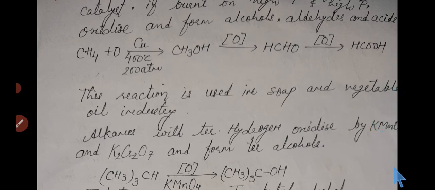Alkanes with tertiary hydrogen are oxidized by KMnO4 and K2Cr2O7, and tertiary alcohols are formed. Here we are looking that (CH3)3CH is converting into (CH3)3COH. A tertiary alkane has been converted into a tertiary alcohol.